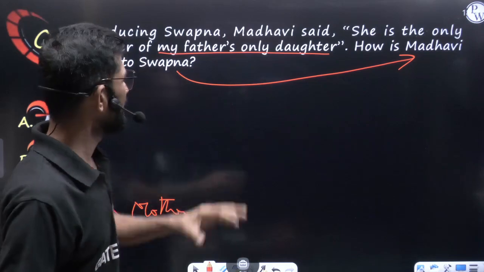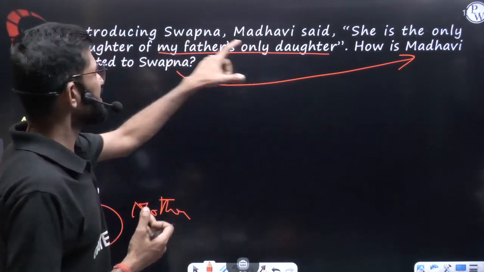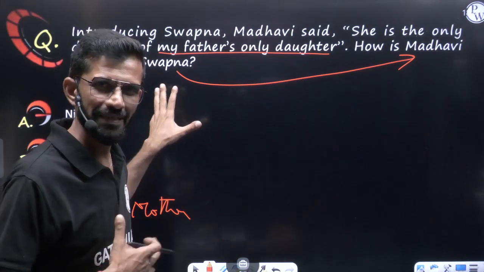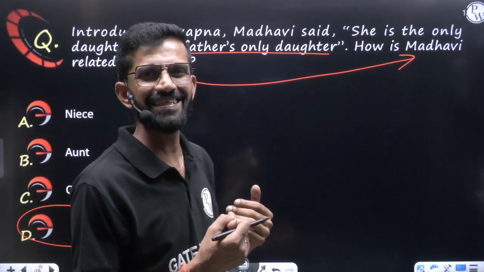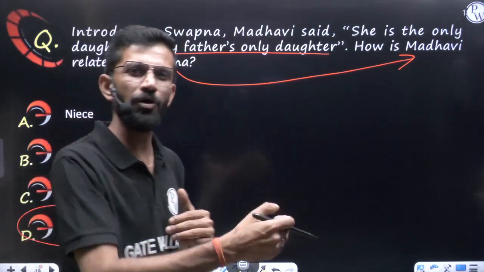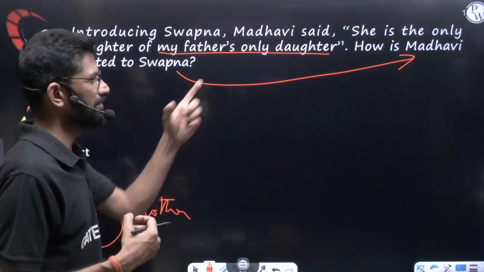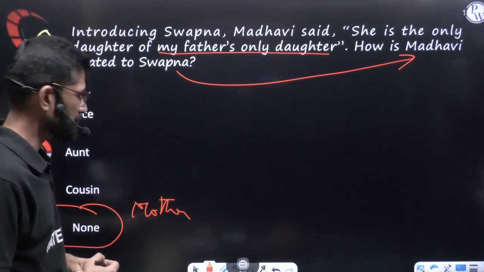Clear? Once again, my father's only daughter is me. She is the only daughter for me. Means the person who is saying this sentence is the mother, and the person about whom she is saying is the daughter. So Madhvi is mother for Swapna.